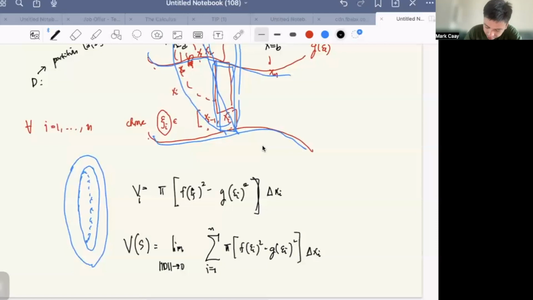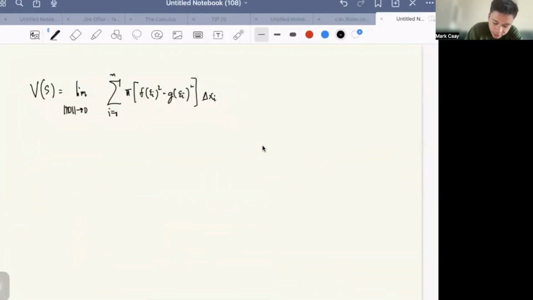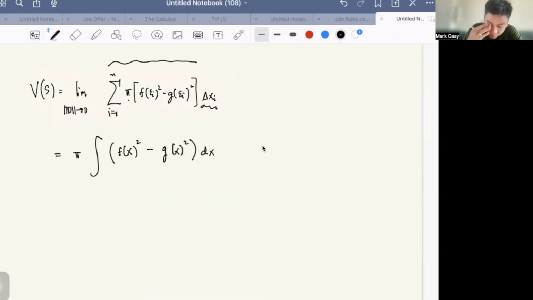So n, kasi may n partitions naman, di ba? Tapos, by definition, this is equal to, mag-i-integral tayo dyan, di ba? Ilalabas ko muna yung pi, so I have pi, and this is the integral of f of x squared minus g of x squared dx na yan, di ba? So, ano yung interval natin? Di ba that is from A to B? So, this is now the volume of the solid of revolution.